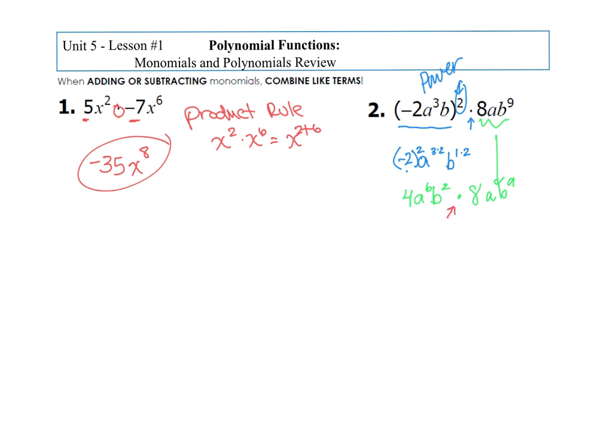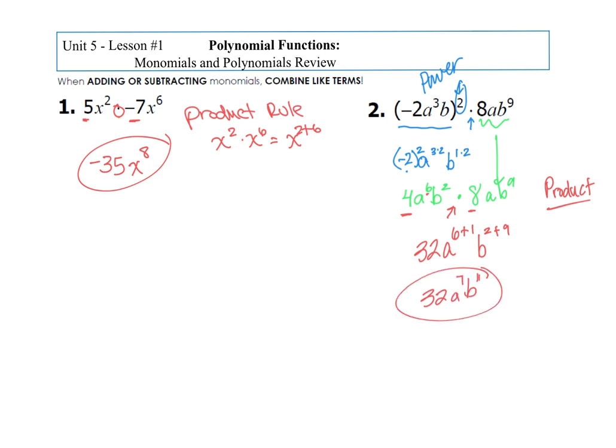Now times, now we're going to do product rule. Our regular numbers will get multiplied, but we will now switch gears and we will start adding our exponents. So our regular numbers are 4 times 8 to get 32. For a, our exponents will get added, 6 plus 1. And for b, we will have 2 plus 9. And so what does this all simplify to? 32a to the 7th, b to the 11th.